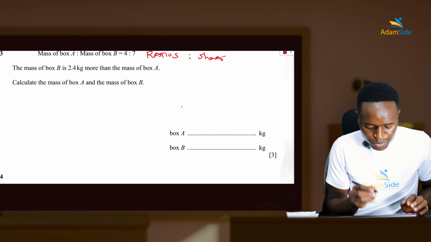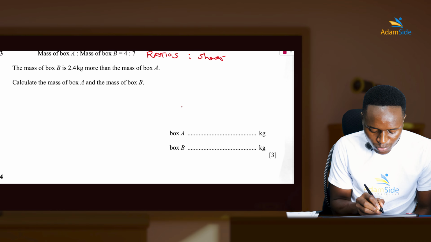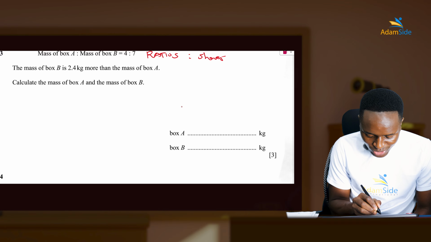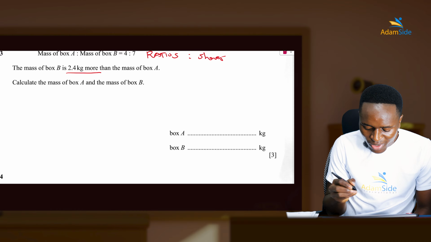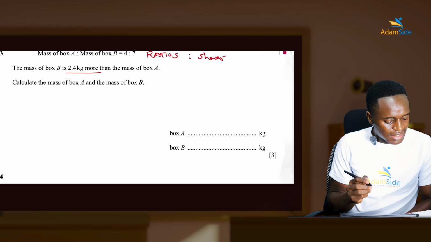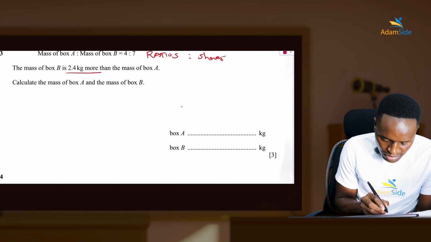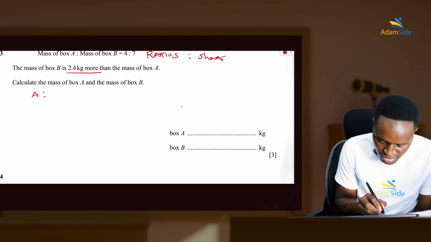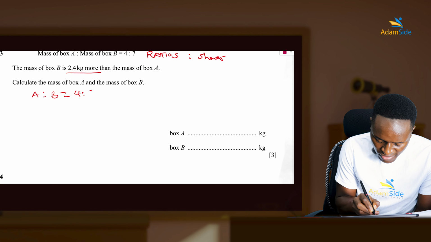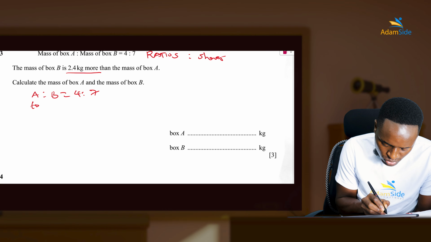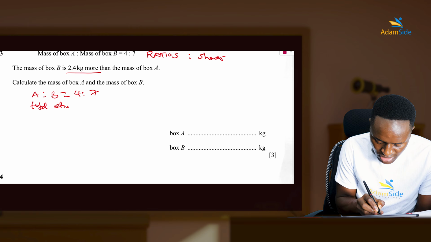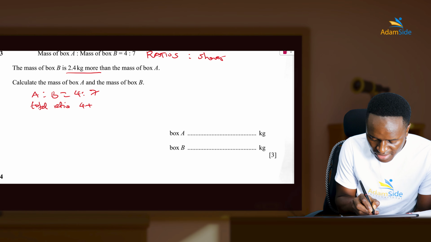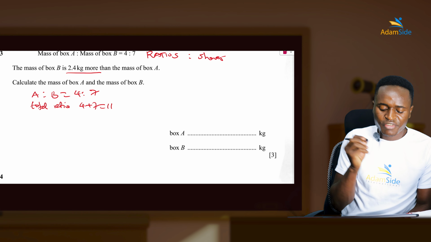So the mass of box A, we've been told the mass of box B is 2.4 kilograms more than the mass of box A. So we automatically understand that we're given the mass of box A to the mass of box B is equal to 4 to 7. Find the total ratio. What's the total ratio? That's the first thing. To get the total ratio, you just say 4 plus 7, you get 11. Then the fraction of each.